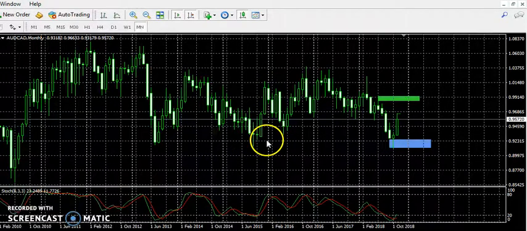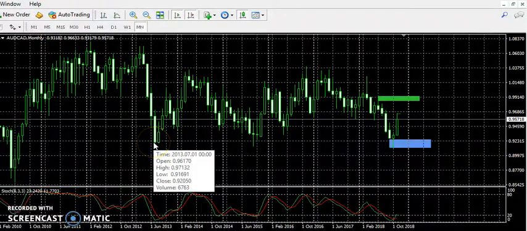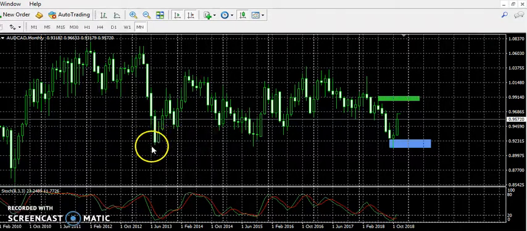Price left and went up. If we look back again, we can see that price has left the area again here. So this is definitely a demand level. However, we don't use previous zones to confirm the demand level. We just use it to identify the region.